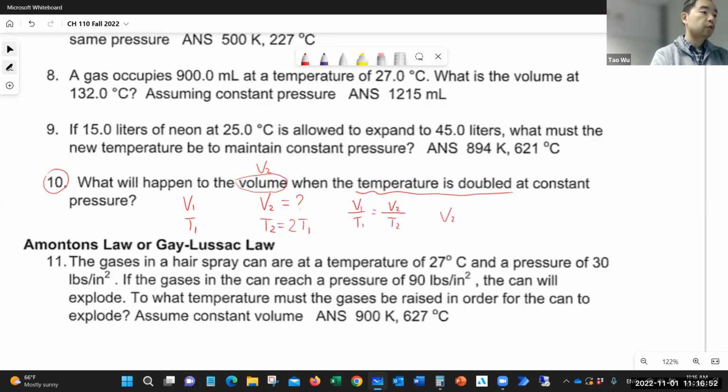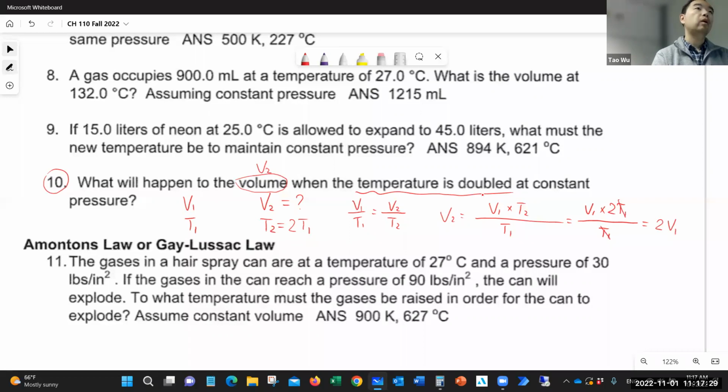So V2 should be equal to V1 times T2 divided by T1. Well, we still can replace the stuff over there. V1, we still just write V1. And you've got T2, that's equal to 2 times T1 because the temperature is doubled. And then you're going to divide by T1. So now you will see what's the result. The result is 2 times V1 because T1 and T1 cancel. So now we got 2 V1.